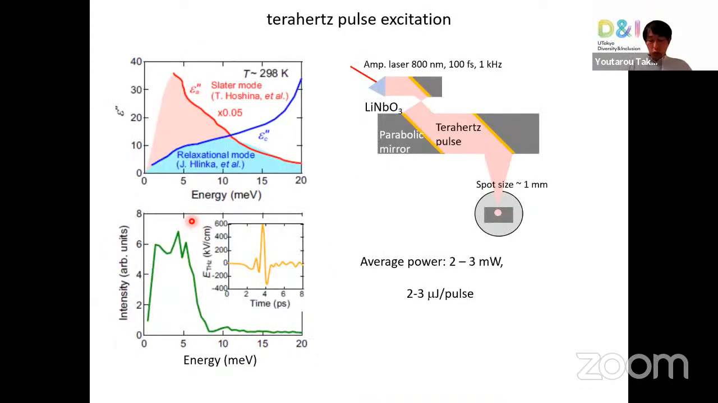To create the phonons in barium titanate, we use a pulsed terahertz source. We generate terahertz pulses using the nonlinear optical effect in a lithium niobate crystal, and the pulses are focused on the sample. This is the waveform of the terahertz source obtained by terahertz time-domain spectroscopy, and this is the power amplitude of the pulse. By using this pulse, we can resonantly excite both phonon modes.